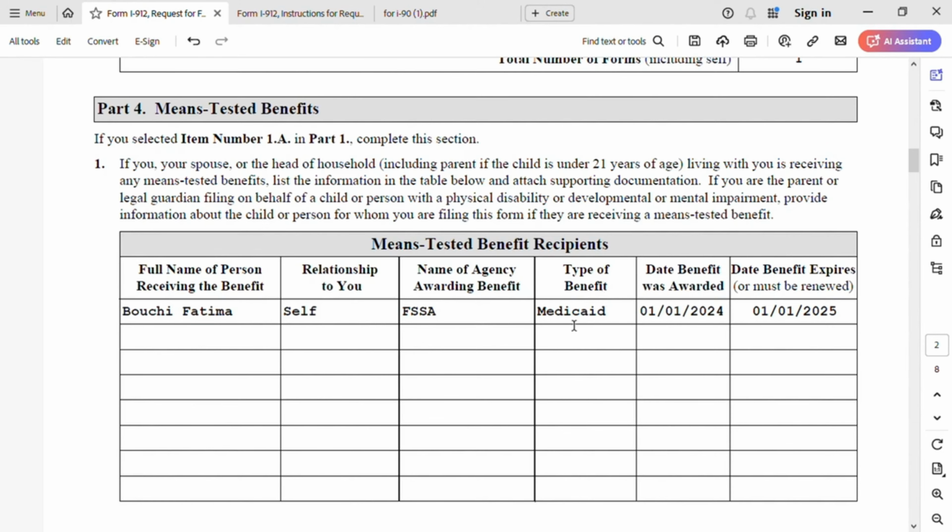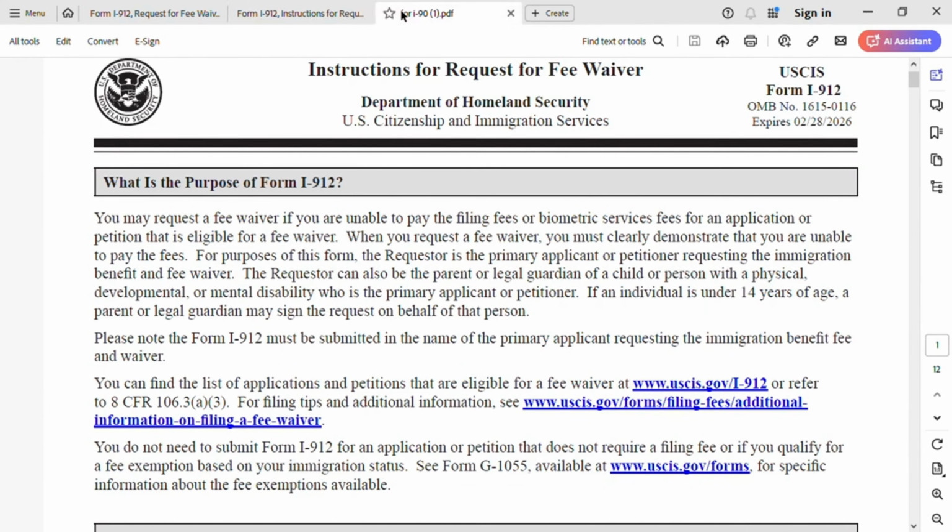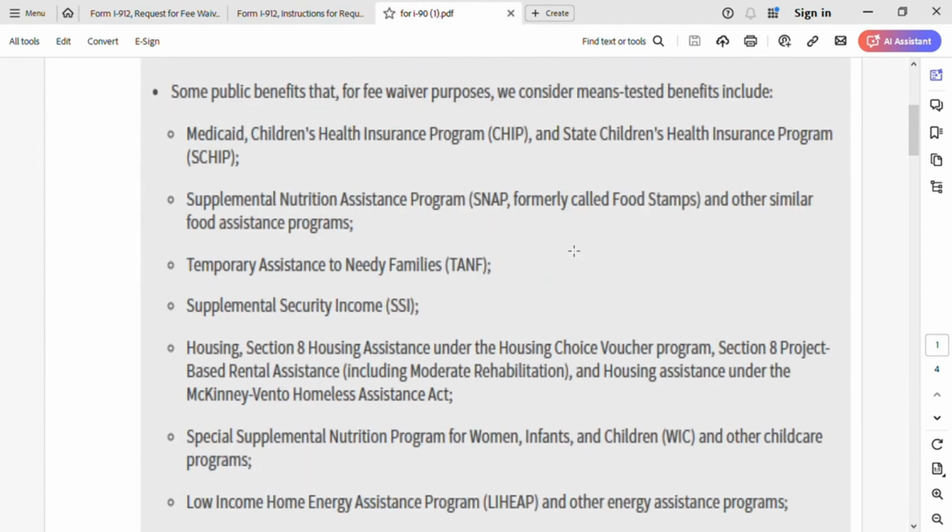Type of benefit is Medicaid. Date benefit was awarded is 01/01/2024. You're gonna check this for this main benefit. I think we did it right here. No, I'm sorry, right here. I think we already talked about it. It has to be in one right here.